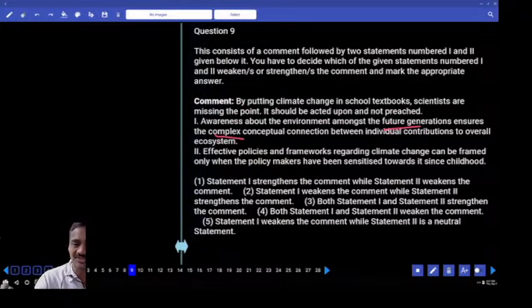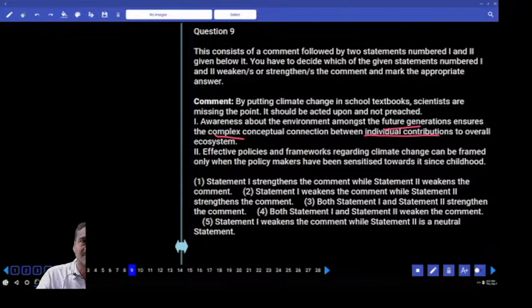Ensure the complex conceptual connection between individual contributions to the overall ecosystem. That means it is insisting upon the point to practice this, isn't it? Each and every individual has to practice this, and by which it will definitely be an advantage. So the first one is supporting the above statement.